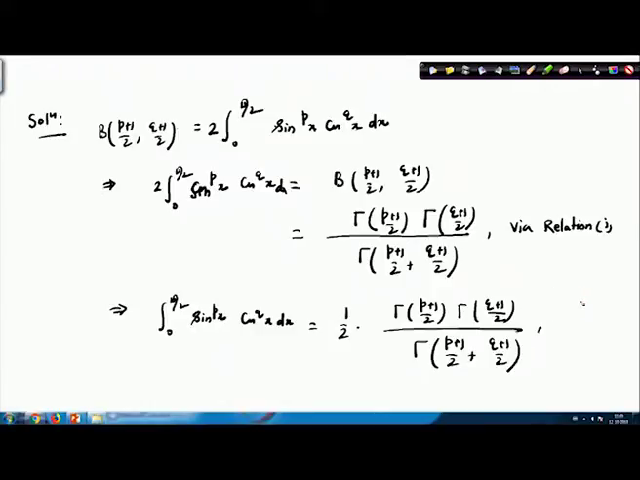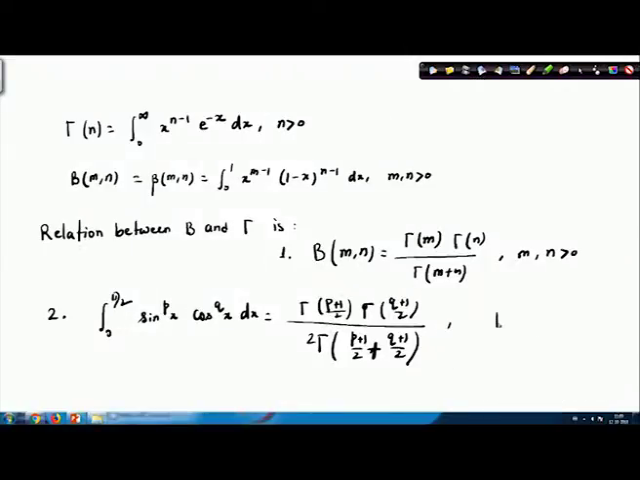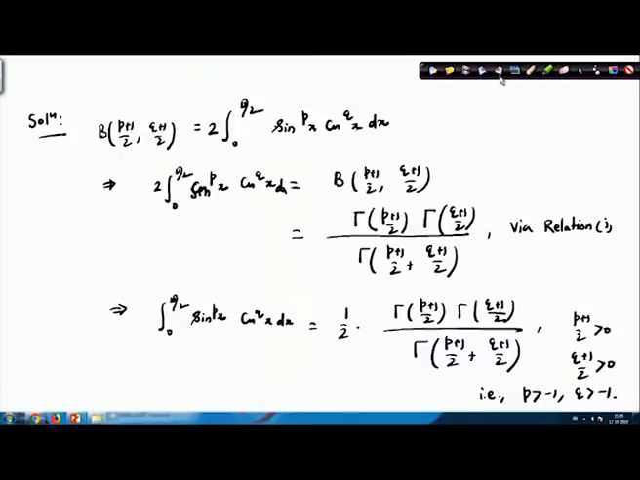all the positive numbers. So gamma is defined for all n greater than 0. In order to have this positive, I can write p+1/2 greater than 0 and q+1/2 greater than 0. That is, p must be greater than minus 1 and q must be greater than minus 1. So this relation is true. So I can write the condition that p is greater than minus 1 and q is greater than minus 1. For p and q both greater than minus 1, this relation holds.